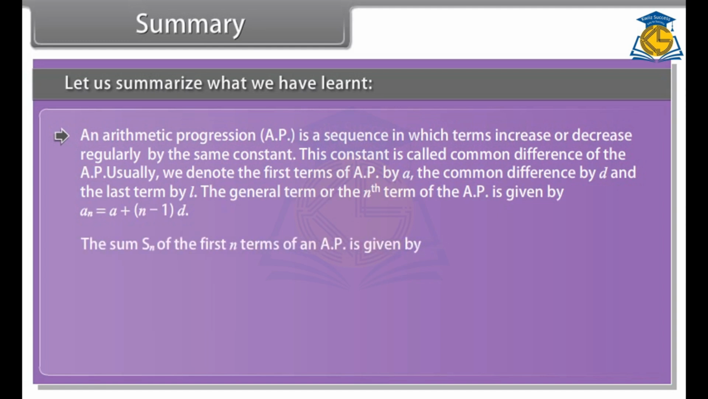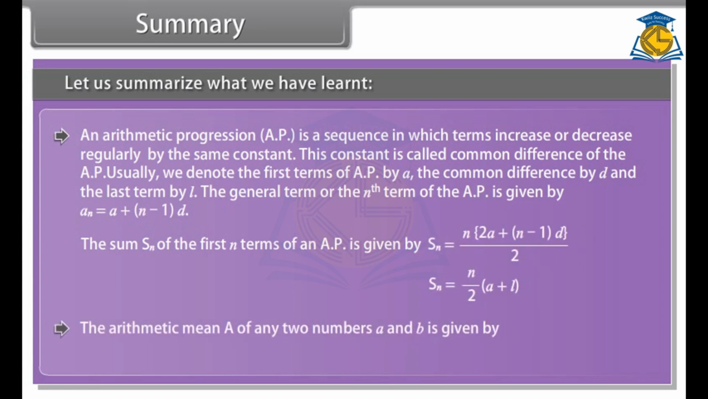the sum Sn of the first n terms of an AP is given by the arithmetic mean capital A of any two numbers A and B is given by this. That is, the sequence A, capital A, B is an AP.